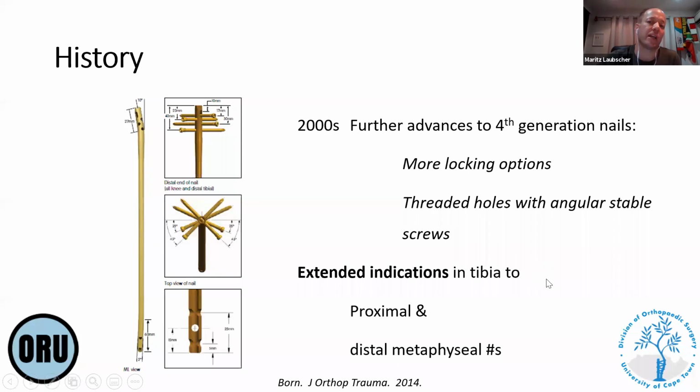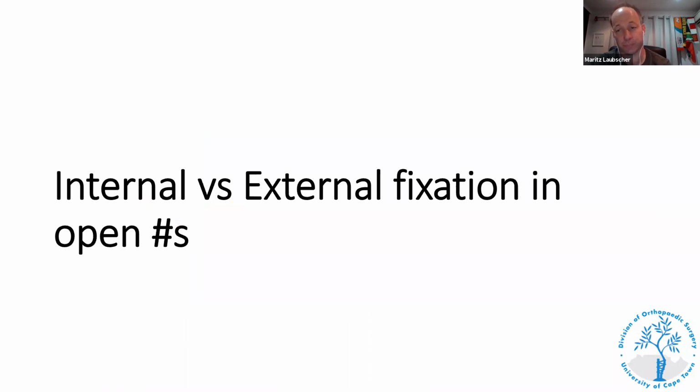So the modern nails that we use are the so-called 4th generation nails, where there are more locking options. We've got threaded holes with angular stable screws, and this has allowed us to extend the indications in the tibia to proximal and distal metaphyseal fractures.